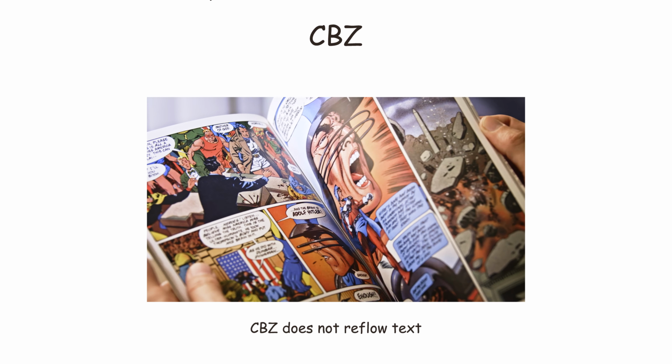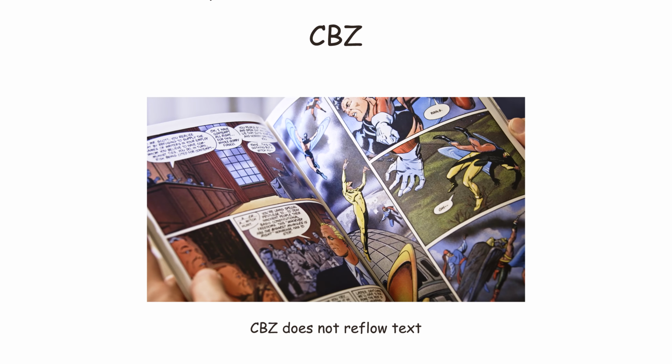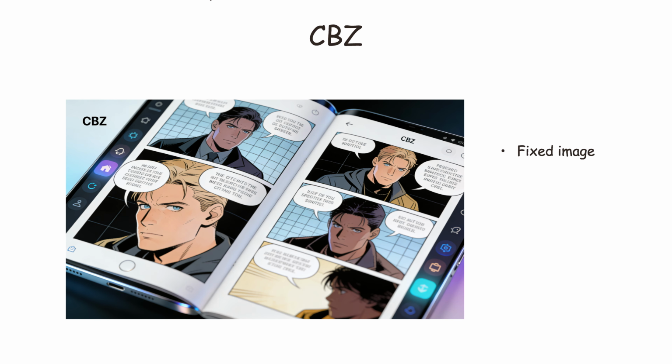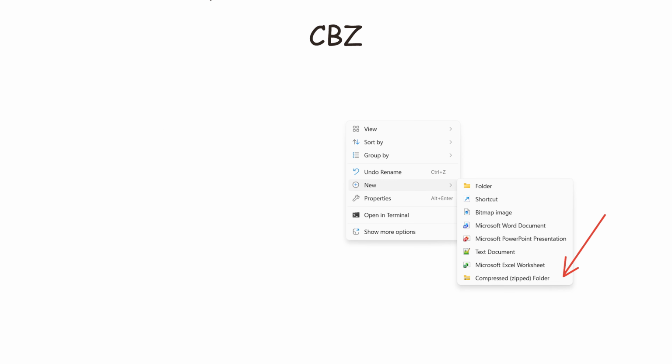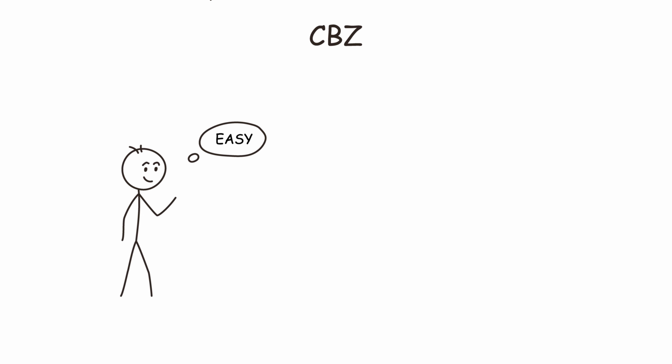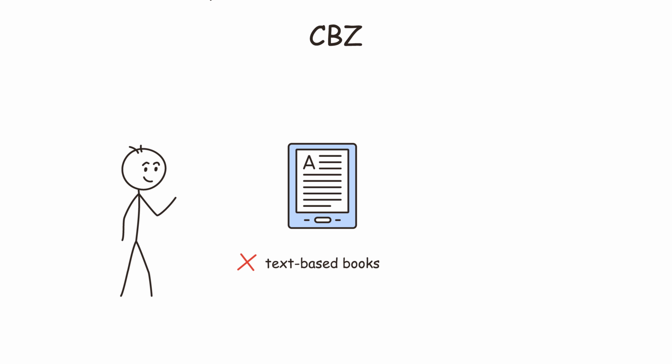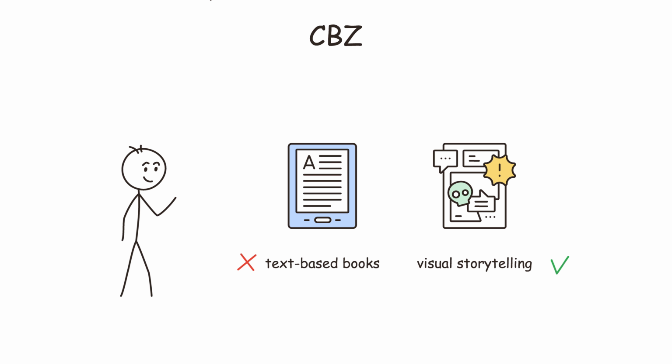Unlike EPUB or MOBI, CBZ does not reflow text. Each page is a fixed image, which makes it ideal for graphic content where layout and artwork are essential. Because it is simply a compressed folder of images, CBZ files are easy to create and widely supported by comic reader apps. So CBZ is not designed for traditional text-based books. It is designed for visual storytelling.